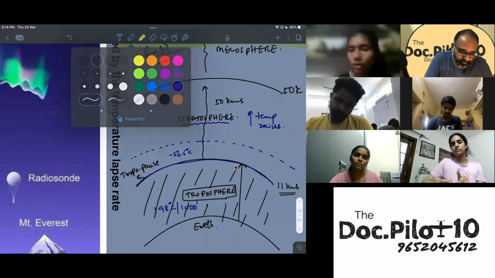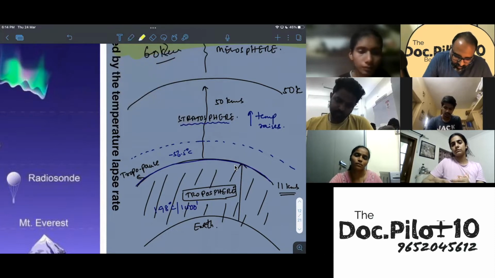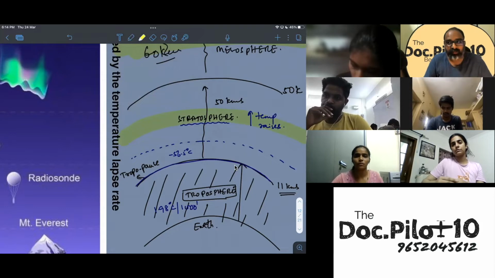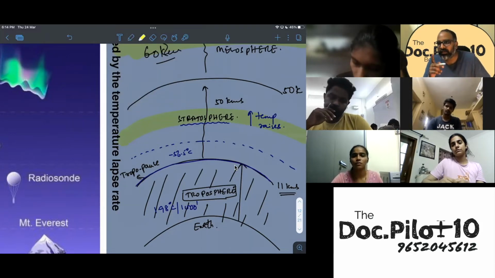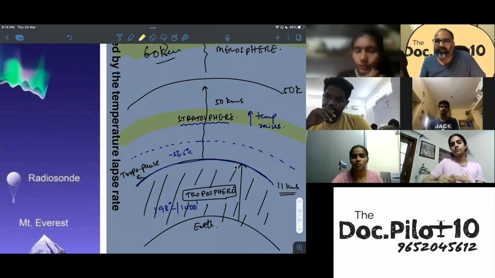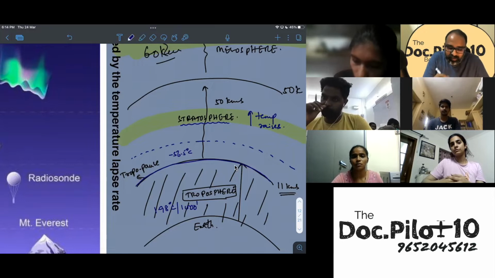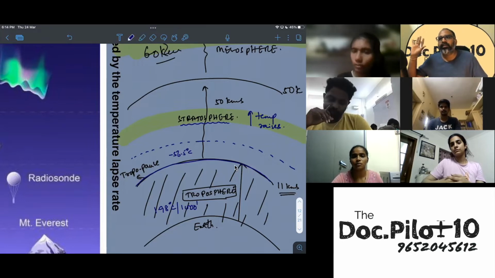Perfect. At around 20 to 25 kilometers, you see the ozone layer, correct? Yesterday I told you the ozone layer is a greenhouse gas. That means it will absorb heat and keep it. So that is the reason for the increase in temperature in the stratosphere. How many of you understood this?